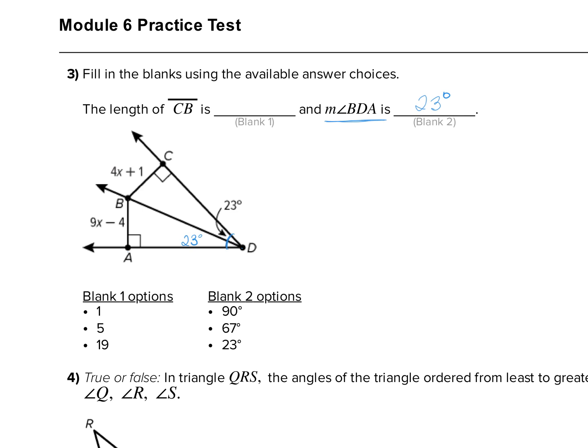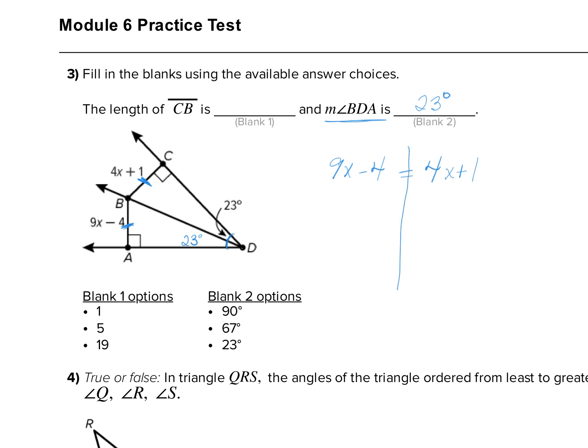And because these angles are congruent, that also means that these two pieces, AB and BC, are also congruent. And just like our previous example, if the two pieces are congruent, then the two expressions are equal. And we will solve this the same way.